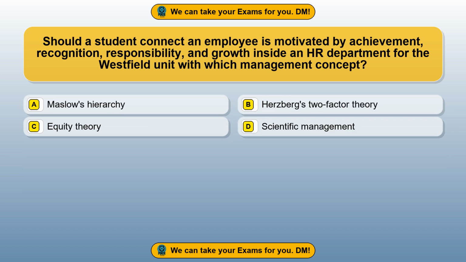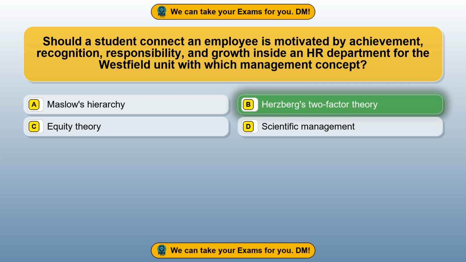Question 3. Should a student connect an employee motivated by achievement, recognition, responsibility, and growth inside an HR department for the Westfield unit with which management concept? Option A, Maslow's hierarchy. Option B, Herzberg's two-factor theory. Option C, equity theory. Option D, scientific management. The correct answer is option B, Herzberg's two-factor theory.